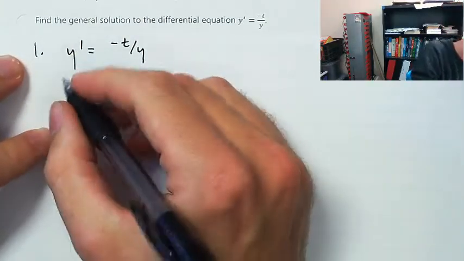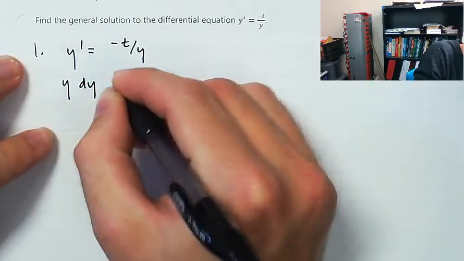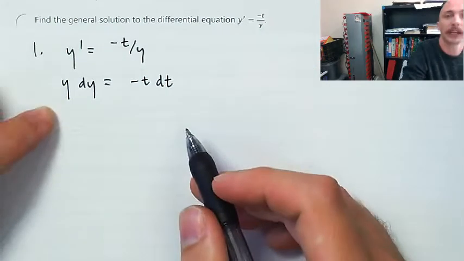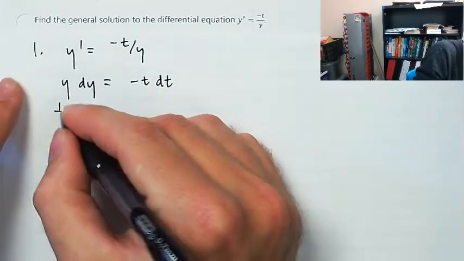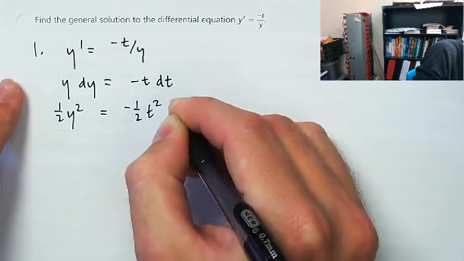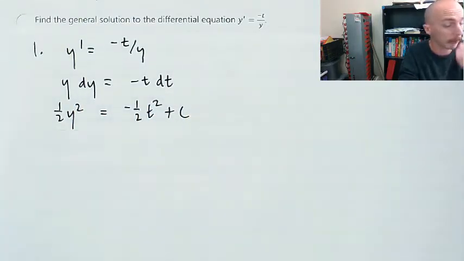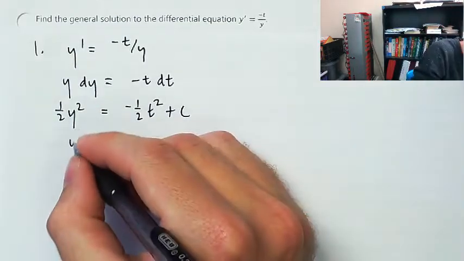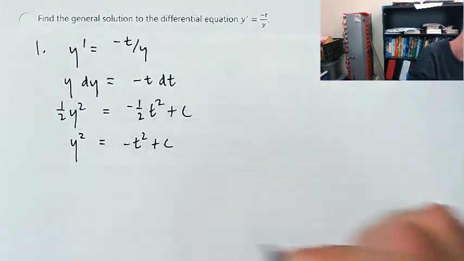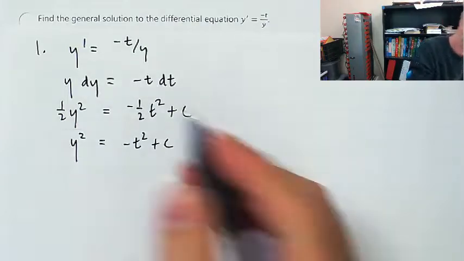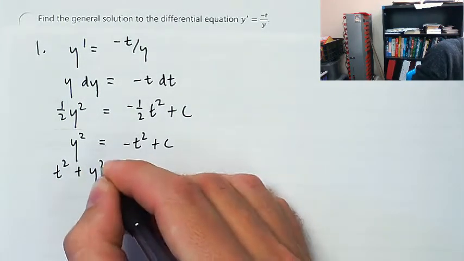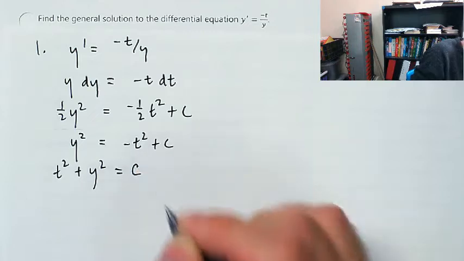I'm going to separate variables, so that'll be multiplying by y and by dt. Okay. Then I'm going to anti-differentiate both sides, and then I'll get 1/2 y squared equals negative 1/2 t squared plus some constant. And then I'll double both sides, and I'll say that y squared equals negative t squared plus c. And then I might add t squared to both sides, and I'd say that the general solution is the set of all t squared plus y squared equals some constant.